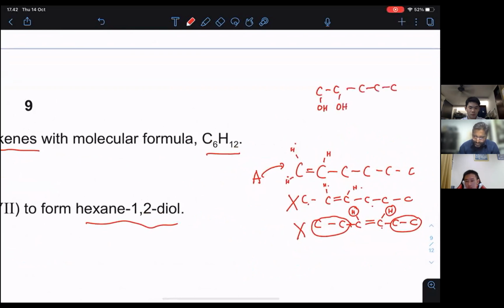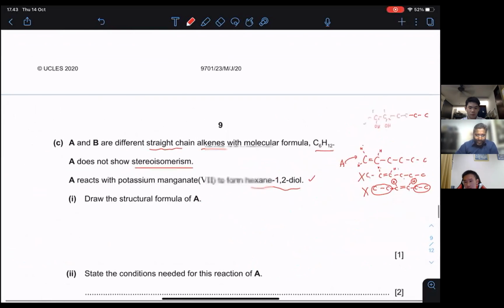Then the remaining is going to be carbon. When I name this, it's hexane, position 1, position 2 diol, so it's correct. If they ask you to draw the structural formula of A, be very careful with this, because even though they say draw, for a structural formula you don't draw the displayed formula. Don't forget about this.